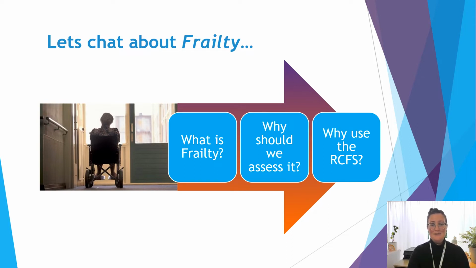We assess frailty because new research supports this tool as an excellent prognostic indicator for monitoring for resident decline, and it's also the tool of choice in the ANAC funding model as it's validated for use in over 65s, which makes it perfect for use in the aged care sector.